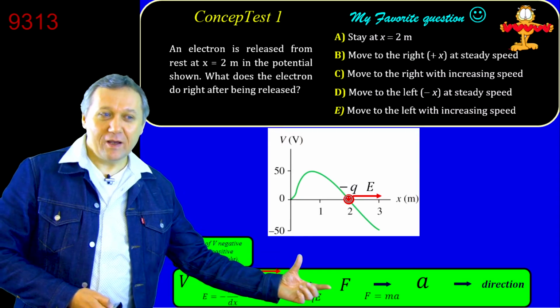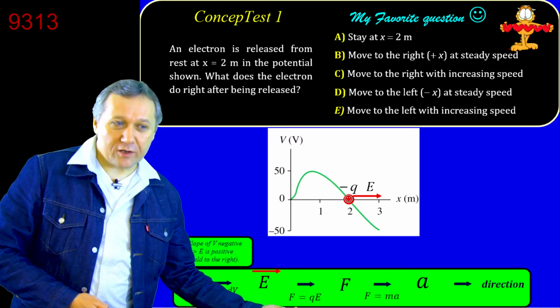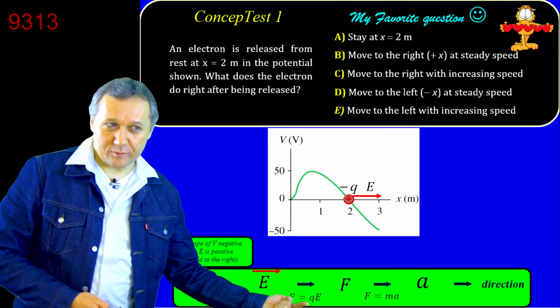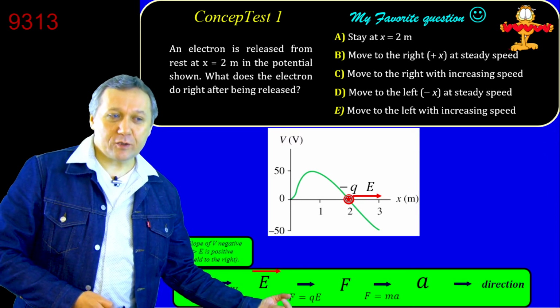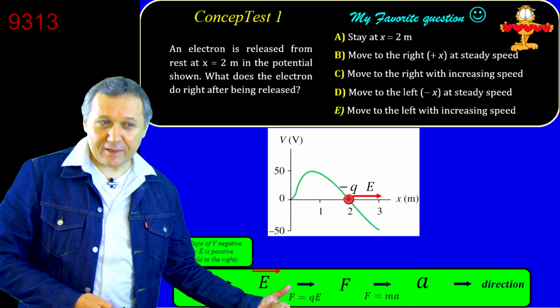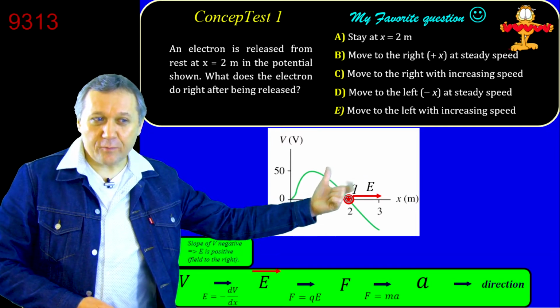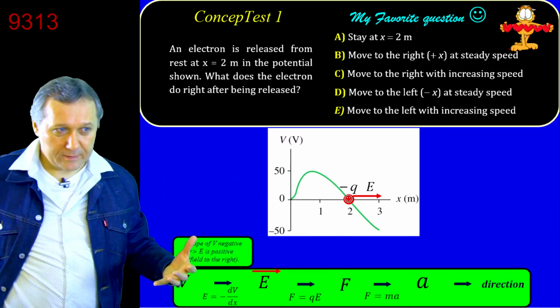Then the second step, the direction of the force. Since the charge is negative, since it is an electron, the charge is negative, so the direction of the force will be opposite to the direction of the electric field. If the electric field is to the right, the force will be to the left, in the negative x direction.